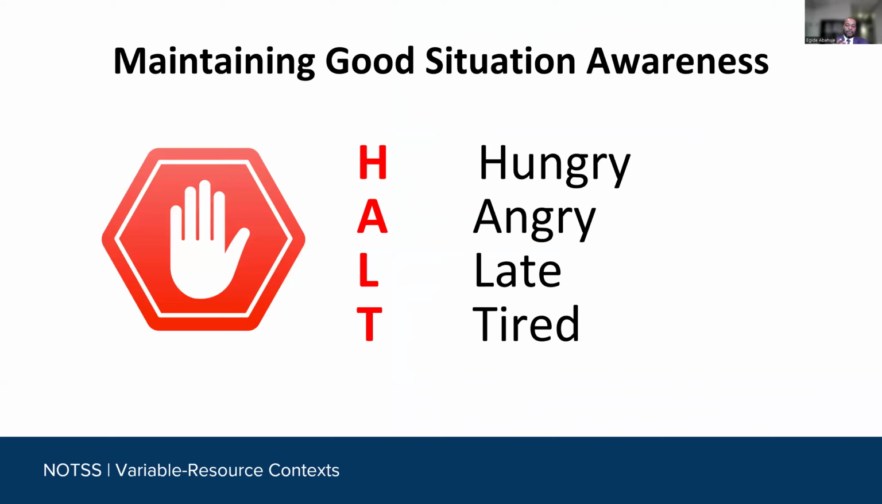Some of the factors impacting our situation awareness, or the situation awareness of the surgical team, include hunger. If you are hungry, most of the time we spend many hours in the operating room and we don't get the time to take a rest and get lunch or breakfast. So when you are hungry, we are at risk of decreasing or having a poor situation awareness.